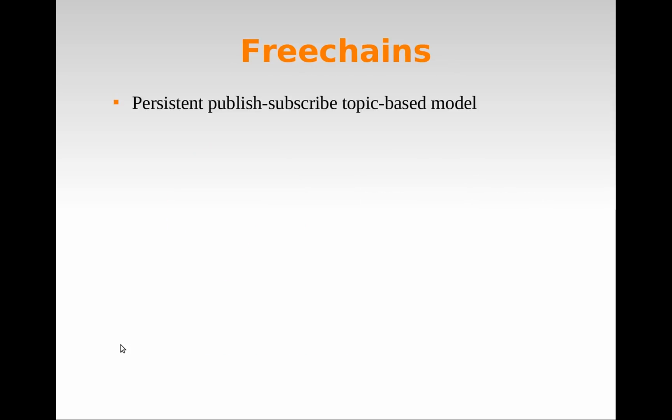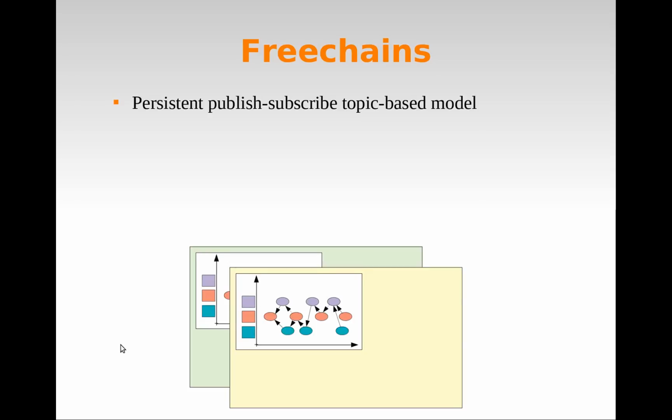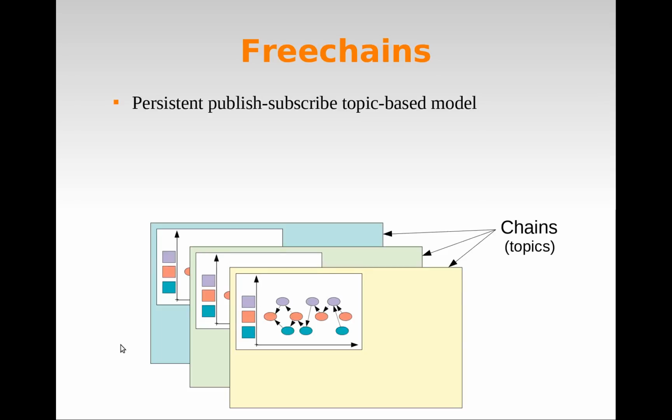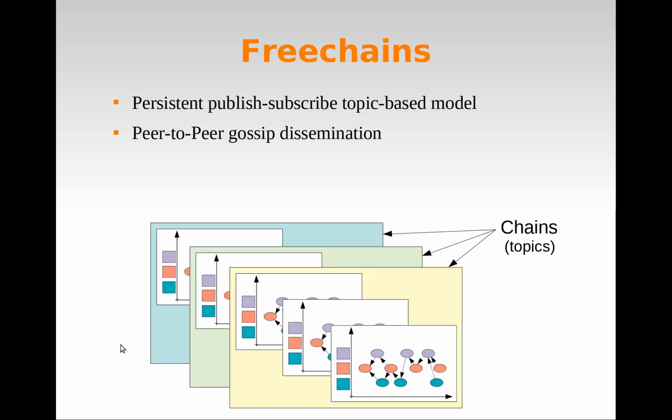Freechains is a topic-based publish-subscribe system with data persistence. In other words, we have topics or groups represented here by the planes. We call them chains. And when a participant posts a content to a chain, all other participants subscribed to that chain will receive the post. We consider the chains to be persistent because from a given post, it is possible to reach all other posts from the past. The dissemination follows a gossip model in which the peers in the network, each one represented here as a rectangle, communicate peer by peer.